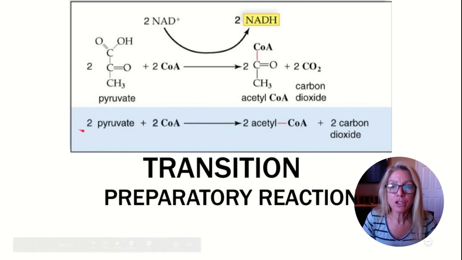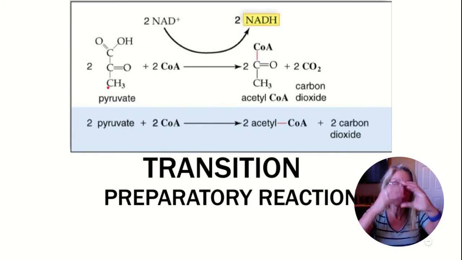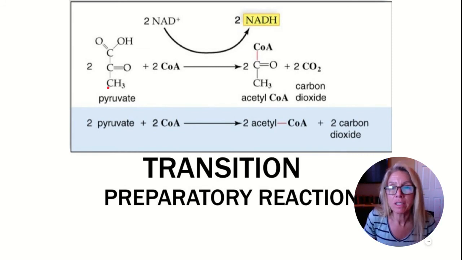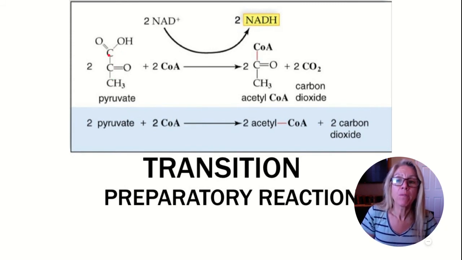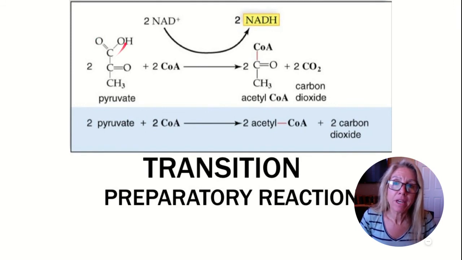Okay. So here are your 2 pyruvates. These are the 2 3-carbon molecules you made from glycolysis. They each have 3 carbons. So here's 1, here's 2, here's 3. All right. And what we're going to do is, see this heart I'm making up here, this CO2, that's going to be right here. And since I have 2 pyruvates, I'm going to have 2 CO2s.